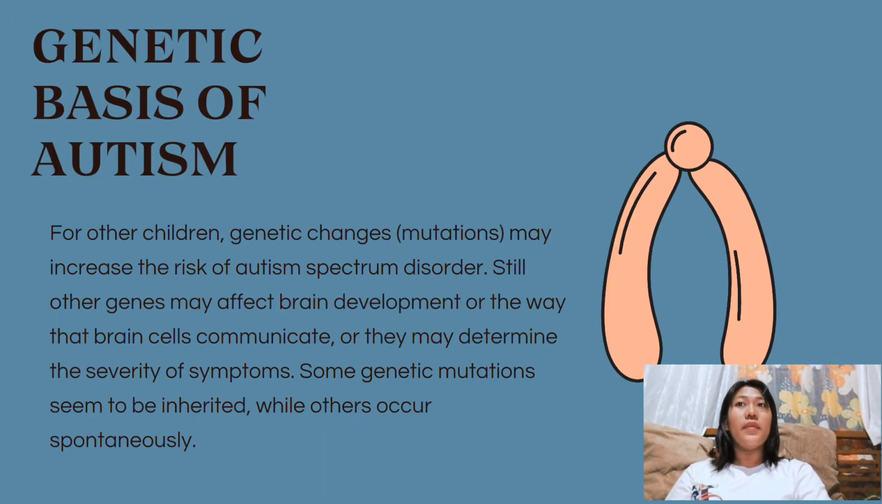Next is the genetic basis of autism. For other children, genetic changes or mutations may increase the risk of autism spectrum disorder. Still, other genes may affect brain development or the way that brain cells communicate, or they may determine the severity of symptoms. Some genetic mutations seem to be inherited, while others occur spontaneously.